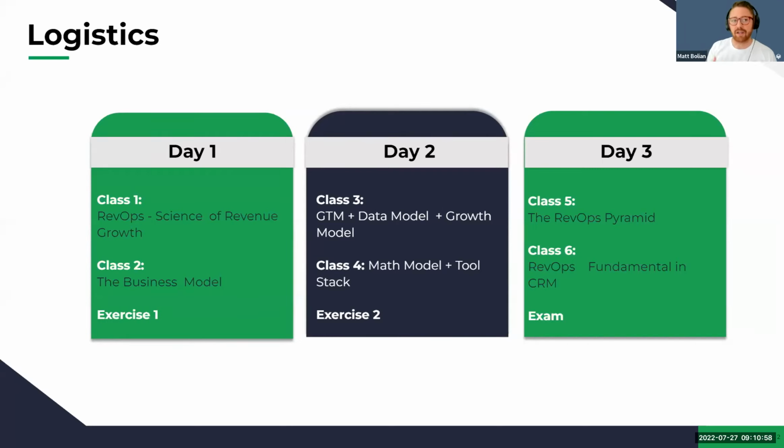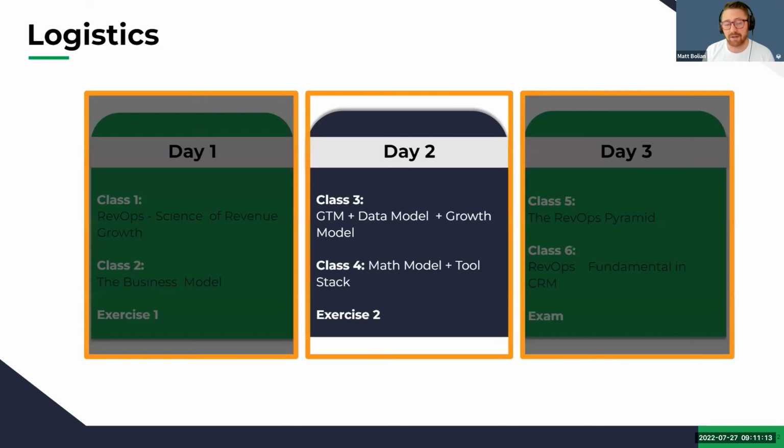So at the fundamental level, what is our business model, what does that say about our business, and how does that affect how we think about our average deal size and our sales cycle, and how we structure our team. So today, in day two, we're going over the go-to-market model, data model, growth model, math model, and tool stack.